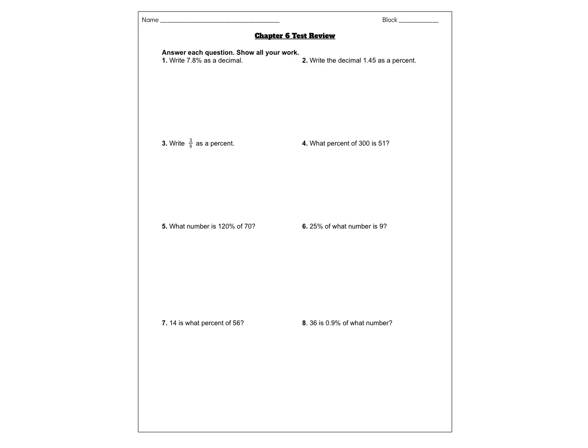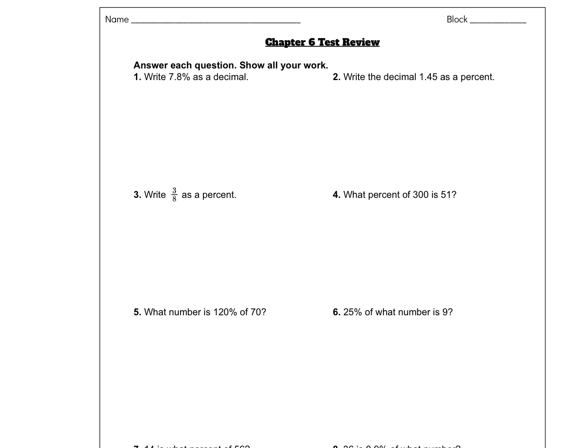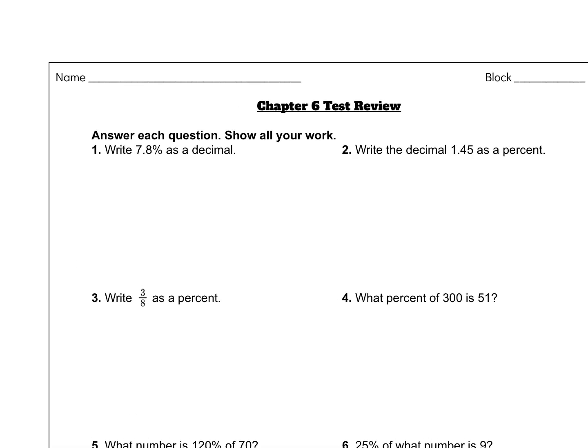Right, here's our Chapter 6 test review. For questions 1, 2, and 3, we're changing from a certain form, so percent, decimal, or fraction, and turning it into a different form. For number 1, it's asking me to take 7.8%, make it into a decimal. For percents to decimals, we get rid of the percent sign, and we move our decimal point twice to the left. I've got a missing space here, so I'm going to fill it in with a 0. And get 0.078.